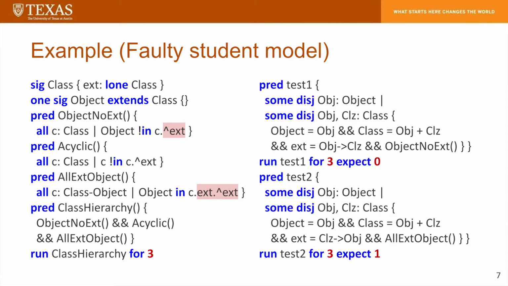Here we show a faulty Java class hierarchy model written by a student. We highlight the faults in red. On the right-hand side, we have two tests written in AUnit style that represent the instances of the previous slide. We do not show more tests because of space limits. Our baseline based on Alloy's built-in unsat core would highlight the entire predicate all extend object as faulty.